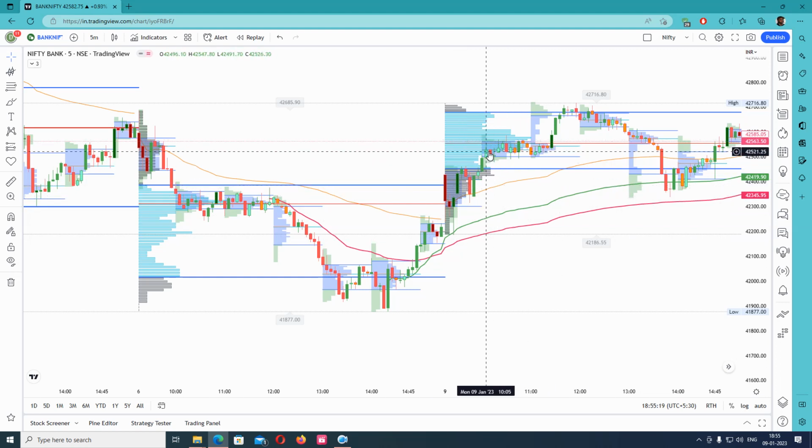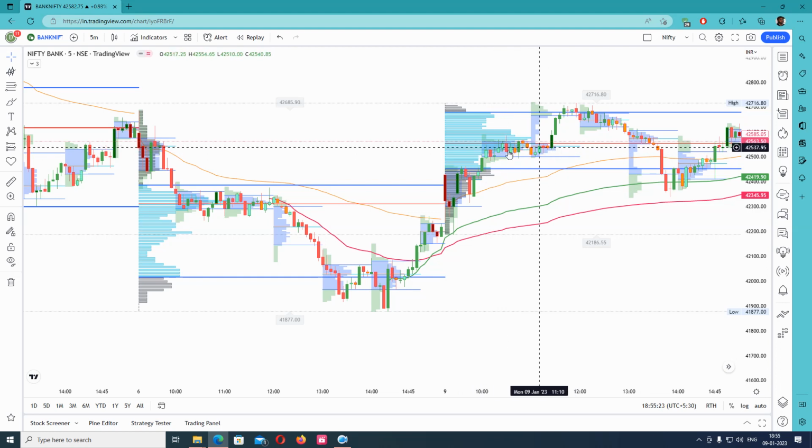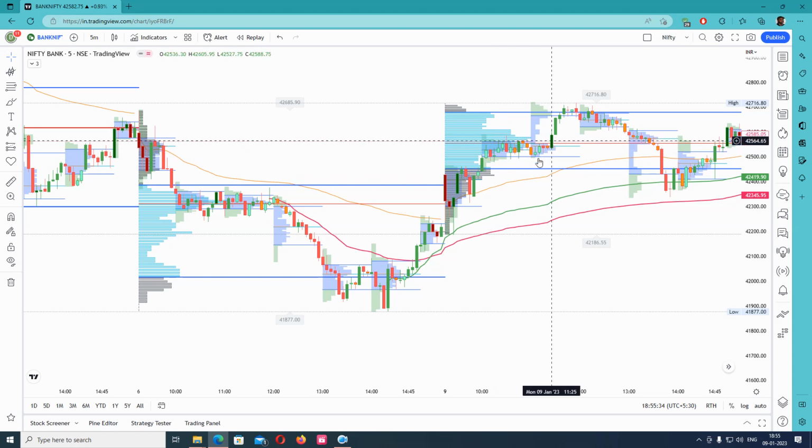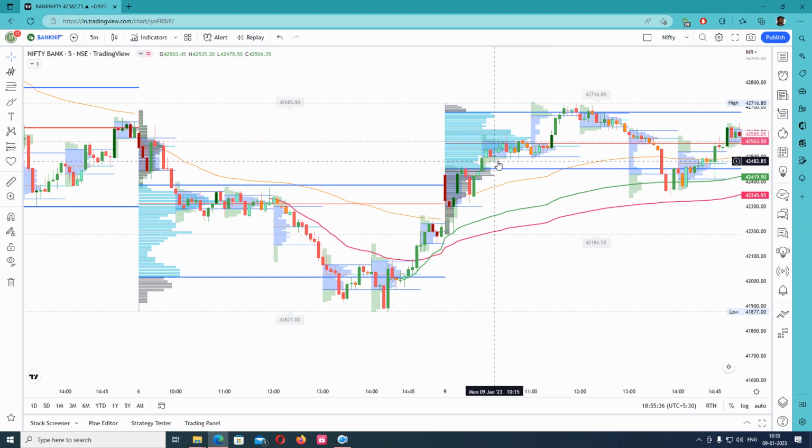So what happened after 10:05, market start again balancing from here, and this is the candle where broke out from that balance, right? And what will be the balance high and balance low? Balance high is here and balance low is here. So as market broke out to the upside, so I will consider the balance low. So now I will draw another anchored vwap from here.